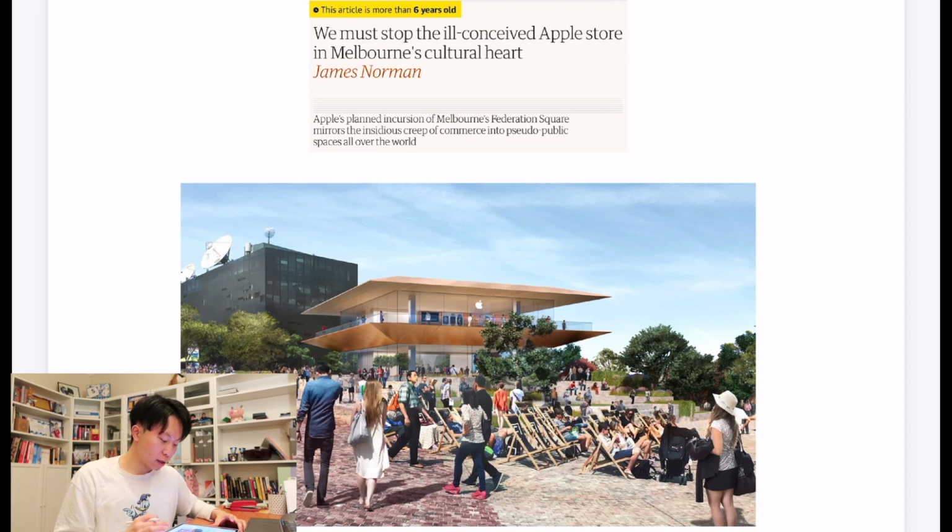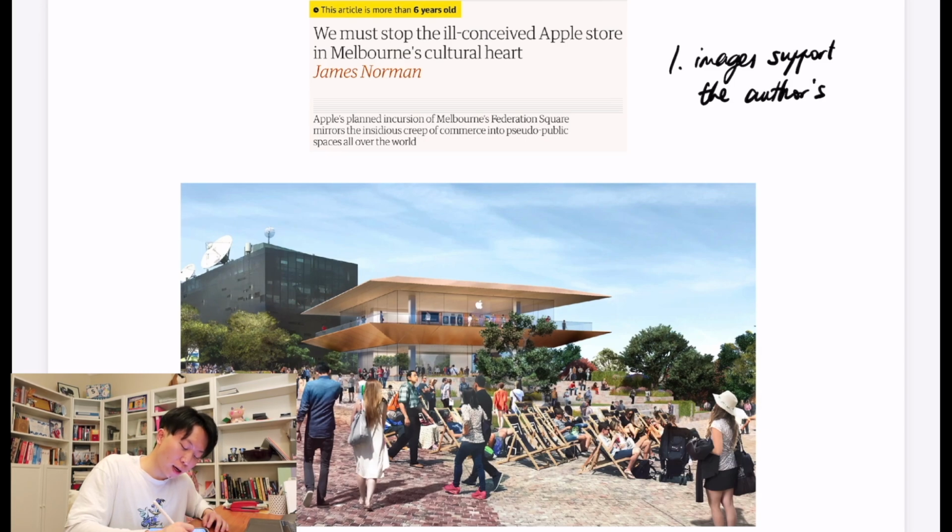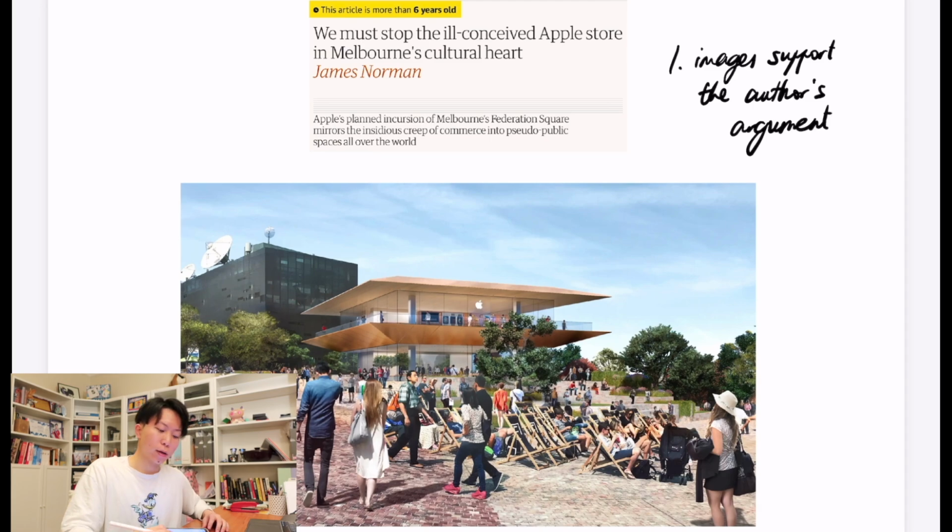Finally, let's look at this photograph here. With this photograph, I wanted to illustrate something a little bit different, and that's the idea that all images that you analyze will support the author's argument. So images support the author's argument. That seems pretty obvious, but sometimes the image might not do that in a very conventional way.